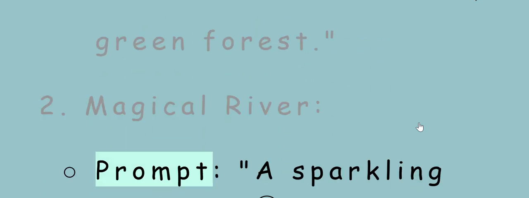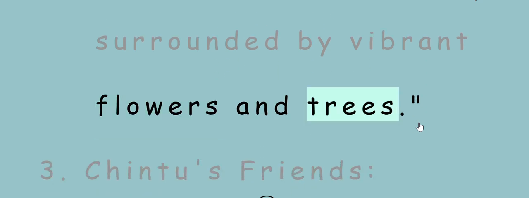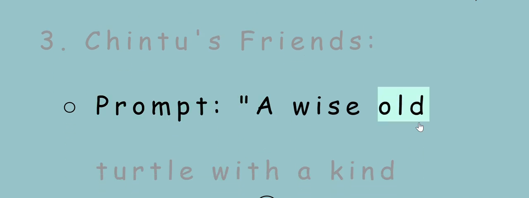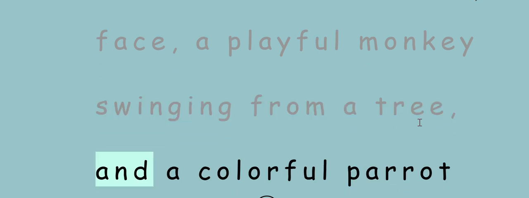2. Magical river. Prompt: a sparkling magical river with glowing water, surrounded by vibrant flowers and trees. 3. Chintu's friends. Prompt: a wise old turtle with a kind face, a playful monkey swinging from a tree, and a colorful parrot flying above.